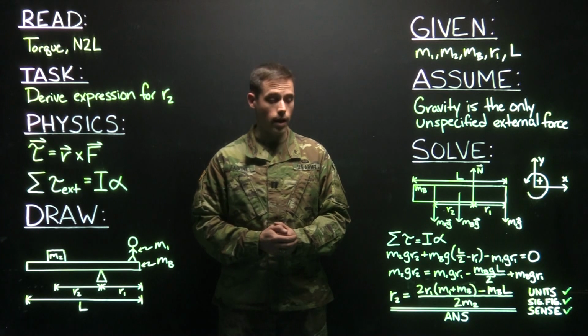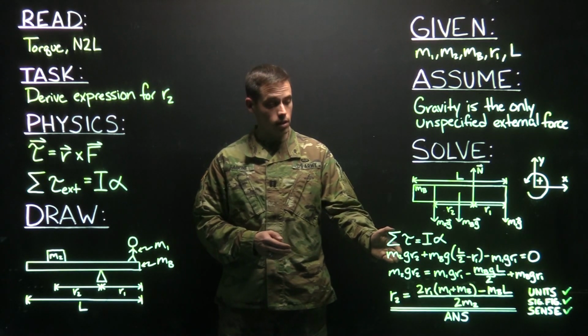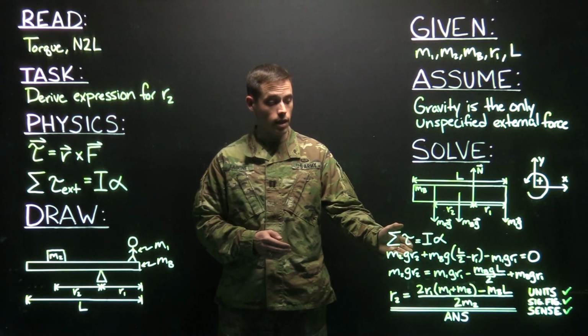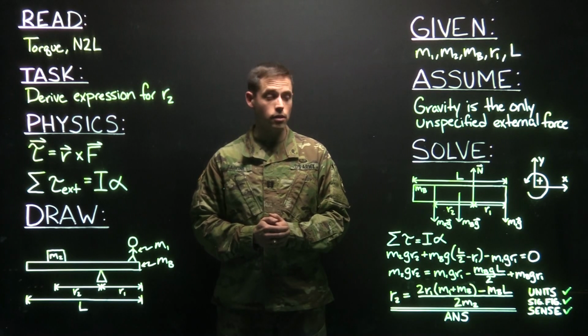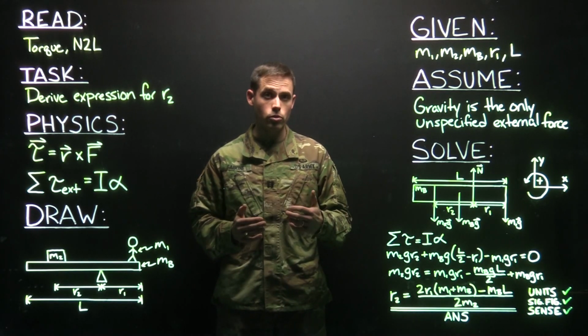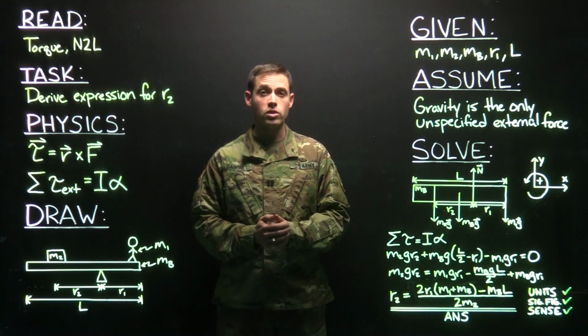We'll start with the countermass. Here we have the force being exerted by the countermass, m2 g, crossed with the distance from the axis of rotation, r2. That term is positive because in the absence of any other torque on the system, it would induce a counterclockwise rotation of the wooden board.